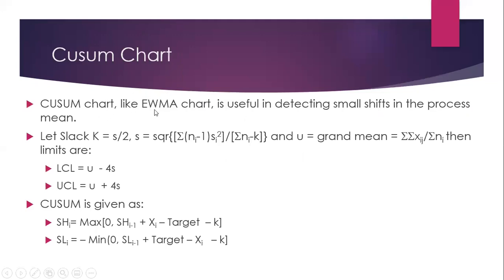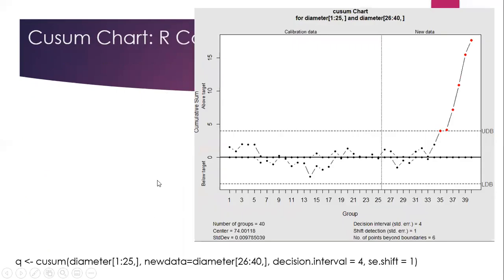Cumulative sum chart, like the exponentially weighted moving average chart, is useful in detecting small shifts in process mean. Here we use a slack parameter, and this is the formula for cumulative sum. This is the illustration of the cumulative sum chart. We can see there is a shift in process mean towards the end of the data.